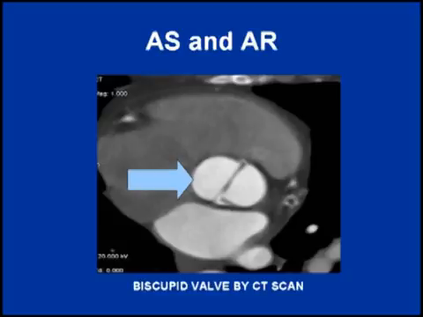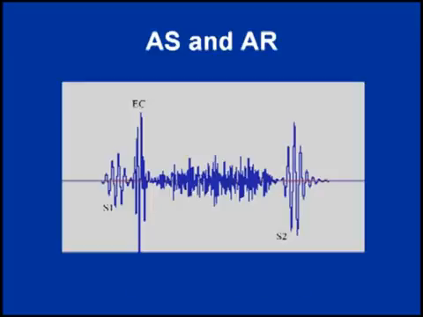The presence of an ejection click localizes the obstruction to the valvular level and strongly suggests the presence of a bicuspid aortic valve. I will begin with normal heart sounds and then add the ejection click and then the murmur of aortic stenosis.